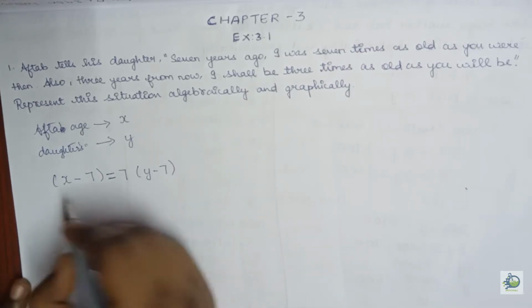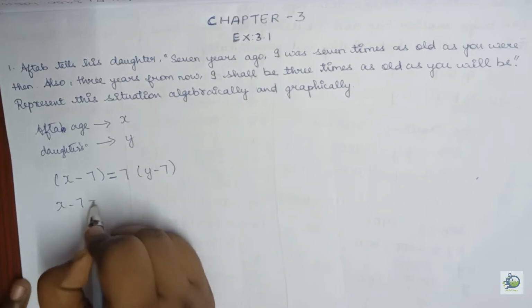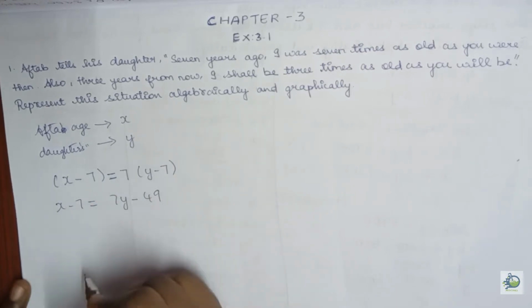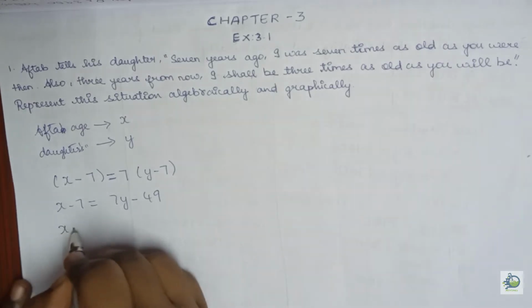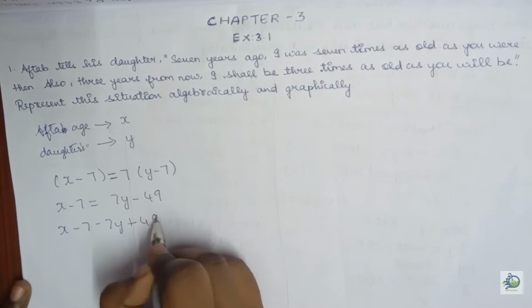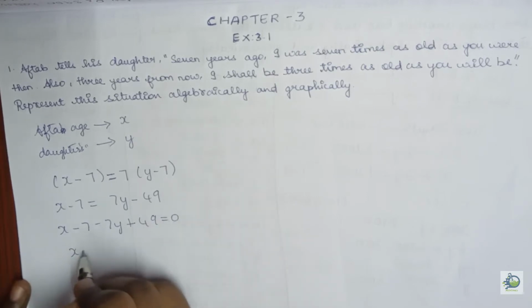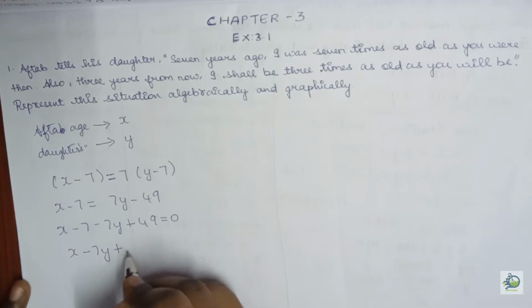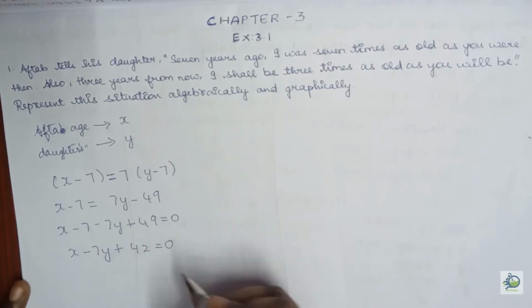Let's solve this further. So x minus 7 will be equal to 7y minus 49. When I get everything to one side, x minus 7 minus 7y plus 49 will be equal to 0. x minus 7y plus minus 7 plus 49 is 42, equal to 0. So this is our first equation.